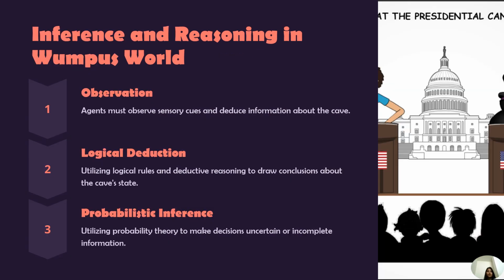Let us talk about inference and reasoning in Wumpus world. Observation. The agent must observe sensory cues and deduce information about the cave. Logical deduction. Utilizing logical rules and deductive reasoning to draw conclusions about the cave state. Probabilistic inference. Utilizing probability theory to make decisions under uncertain or incomplete information.